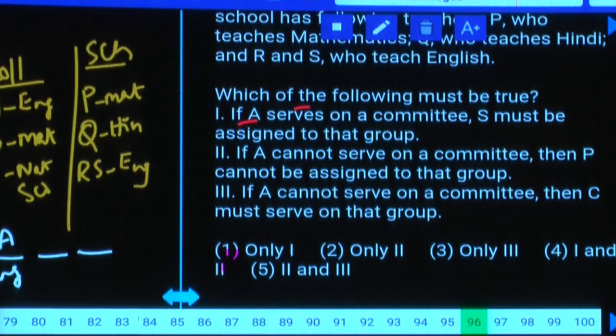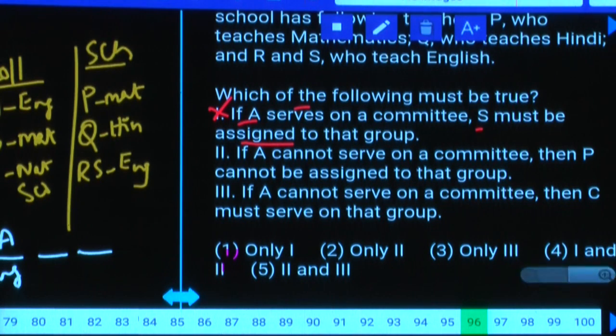Now A is English. If A serves in a committee, S must be assigned to that group. Now we are talking about S. Can S be in that group? No. Why can S not be in that group? If S is here, A is English, S is also English, and 2 persons having the same subject is ruled out. Hence the first condition is not at all possible.